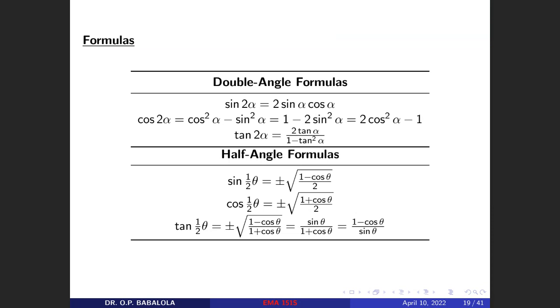Then we also have double angle formulas. For instance, what I mean by double angle is sine 2 alpha. 2 alpha implies double angle, and so on. So we have formulas for sine, for cosine, and for tan, and we'll be using these formulas to solve. For half angle, if you have theta over 2, we have the following formulas for sine, for cosine, and for tan. These formulas, if need be, will be given. Otherwise, you need to know them yourself.